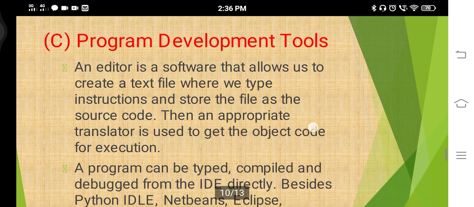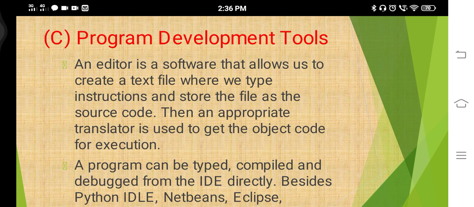And the next one is program development tools. An editor is software that allows us to create a text file where we type the instructions and store the files as the source code. Then the appropriate translator is used to get the object code for execution.